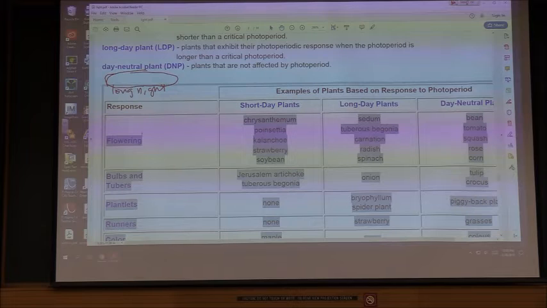Our three most common flowering plants are poinsettias for Christmas, Easter lilies for Easter, and chrysanthemums. Poinsettias are short day plants. What do you think Easter lilies are? Long day plants. And chrysanthemums? You can go to the garden center and buy them any day of the year. What do you think they are? They're short day plants. They only flower in the fall.